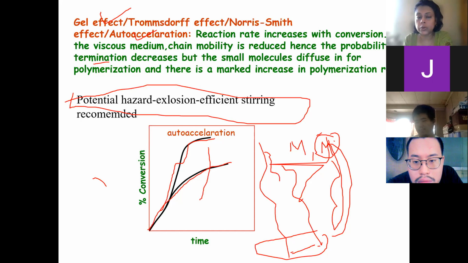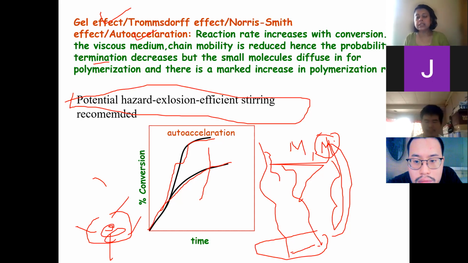And if the viscosity goes up, then what happens? Lots of heat is generated in the reaction container. So unless you have a very efficient stirring system to dissipate the heat, this heat might ultimately cause an explosion.